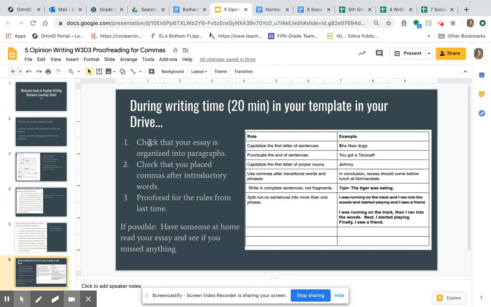So you're going to check that your essay is organized into paragraphs by doing some copying and pasting. You're going to check that you place commas after introductory words. It really helps to read your essay out loud, even if it's in a whisper voice or to an animal at home, and to find those commas that might be missing. And then proofread for the rules from last time. And if possible, have somebody at home read your essay and see if you missed anything.